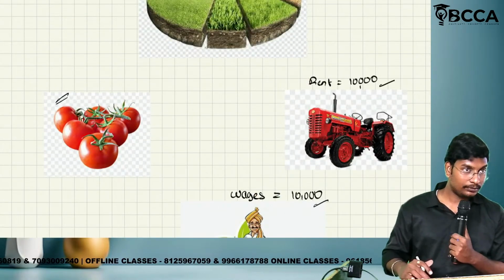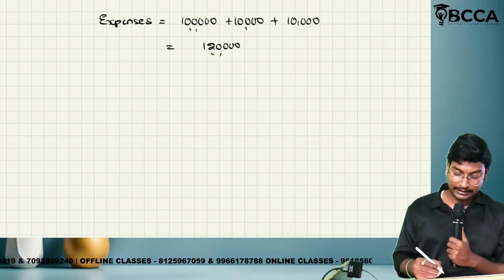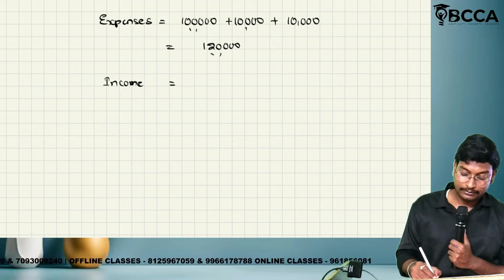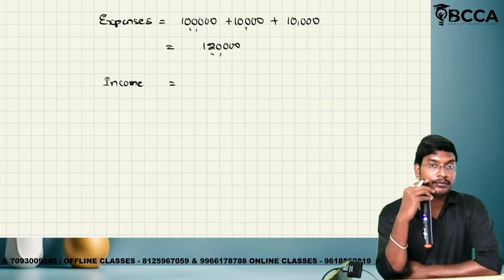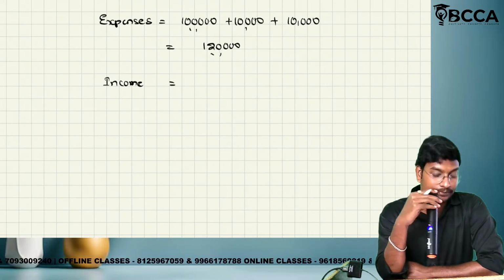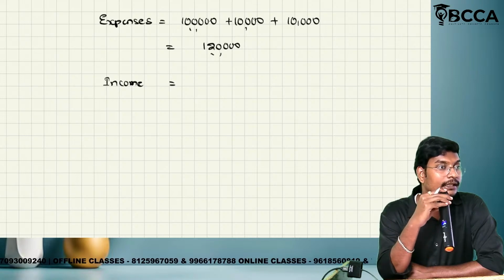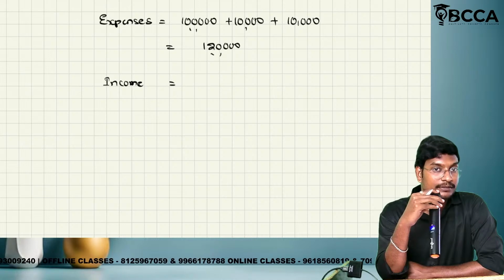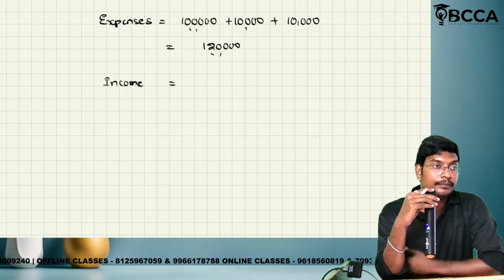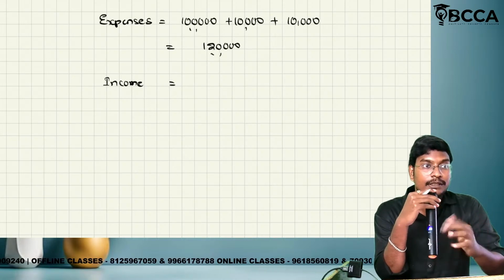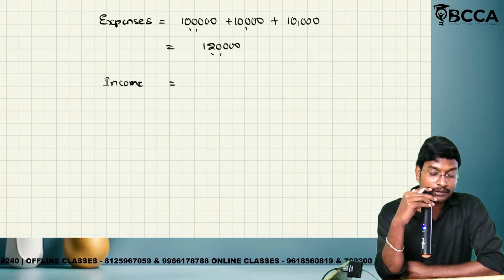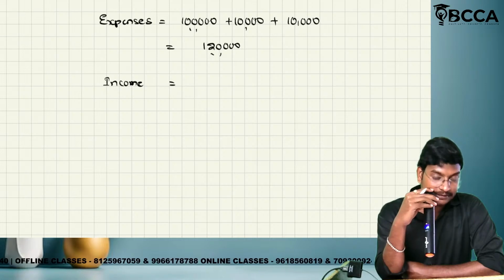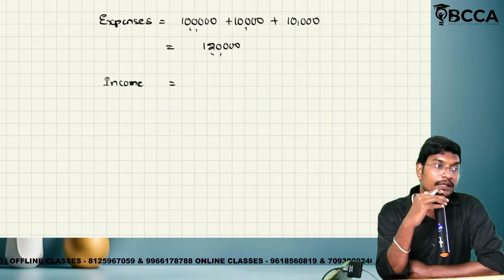Then what is the final product? We are having the tomatoes. We sell the tomatoes in the market. Then what will we get? Income, or turnover we can say. For example, we are having a manufacturing business. We produce beer and sell to outsiders. If you sell the beer to outsiders, that is called sales. That sale is called income.